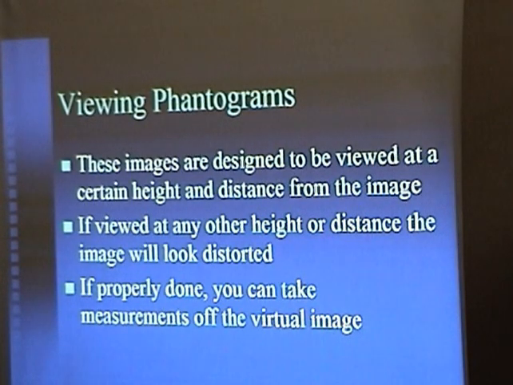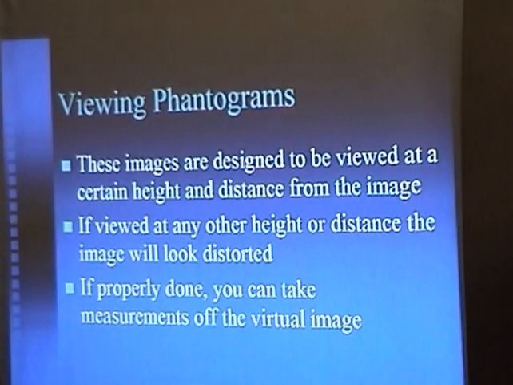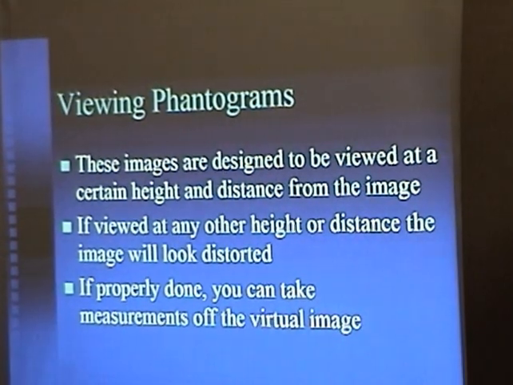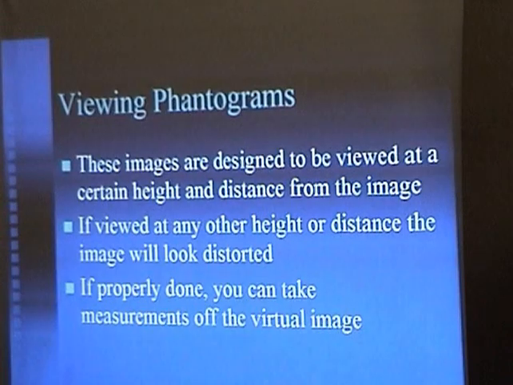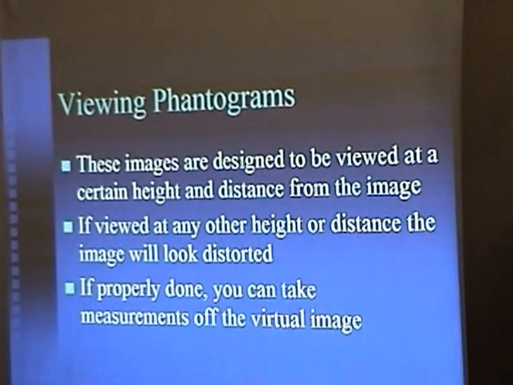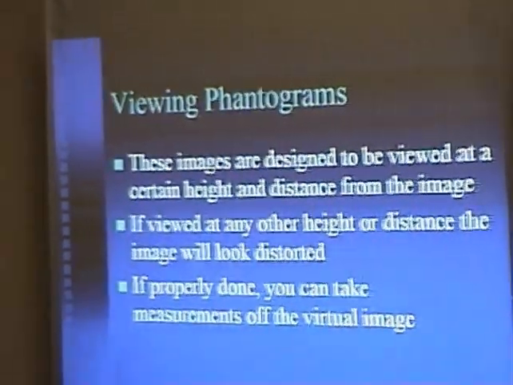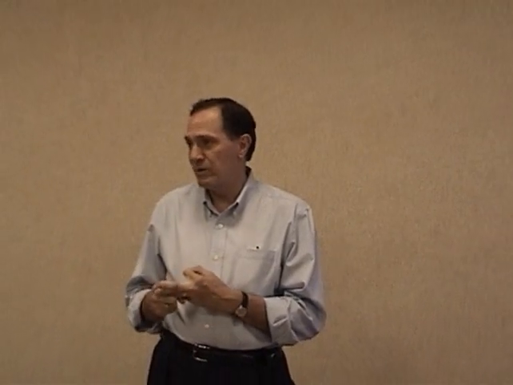We need to have a little word about viewing phantograms, because this actually causes a lot of confusion to people. These images replicate what the human eye sees. If you stop and think about that statement, it implies that when you make your phantogram and you shoot it with the camera, what the eye is going to see is what the camera saw, at the same distance the camera was from the object, at the same height the camera was from the object. At any other point, the phantogram will be distorted or blurred.